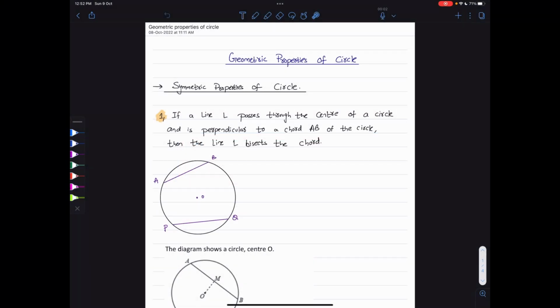Today's topic is geometric properties of circle. In this video, we are going to be looking at symmetric properties of circle. The first property deals with a line passing through the center of the circle to a chord. By the way, what is a chord?